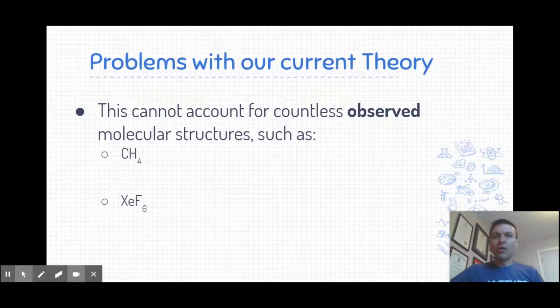There are also some molecules that you may not have encountered before, such as xenon hexafluoride, and there we have a noble gas forming bonds. So how is it that a noble gas, which already has a noble gas configuration, is forming a stable molecule? So these are just two of many examples about why we need to make some adjustments to the Lewis theory in order to account for these.